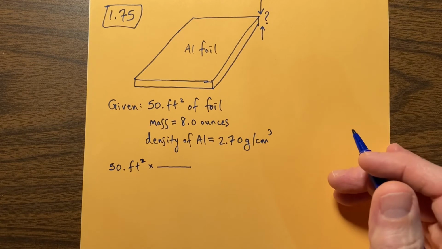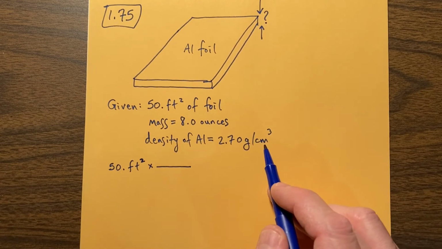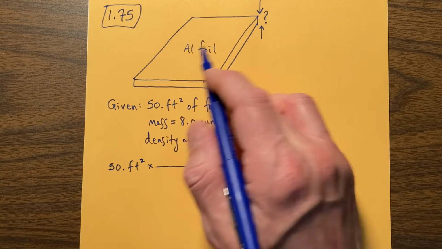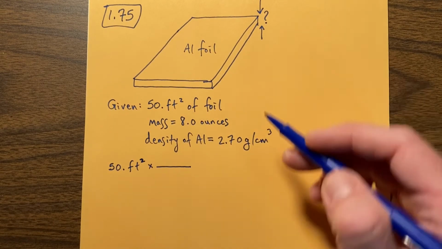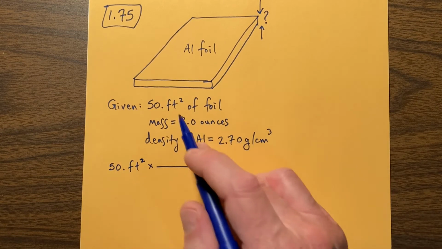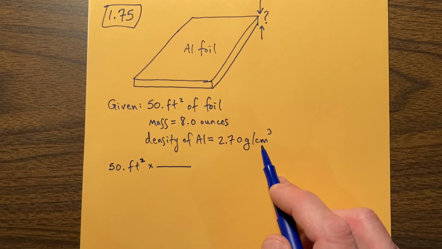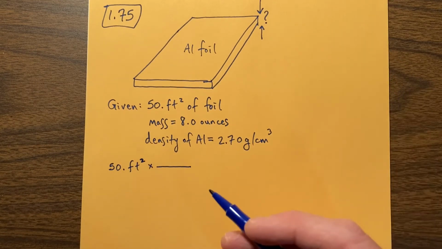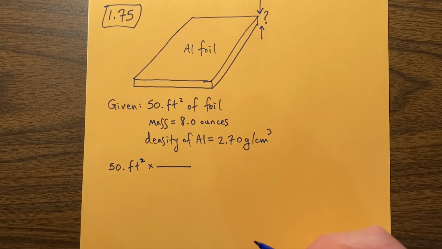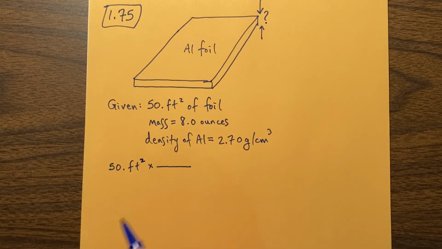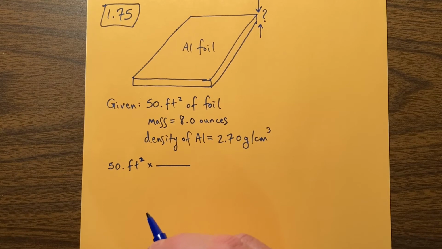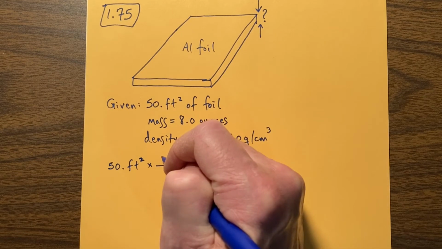So why am I thinking of doing that? Because I have cubic centimeters here in the density. If I get the area in square centimeters, then I can relate that to the thickness, because feet squared don't cancel with centimeters cubed. But centimeters squared cancel with centimeters cubed to give me a thickness in centimeters, which I can then convert to millimeters. But I also have to take into account the mass of the foil. We'll get to that. Let's first convert the area to square centimeters.